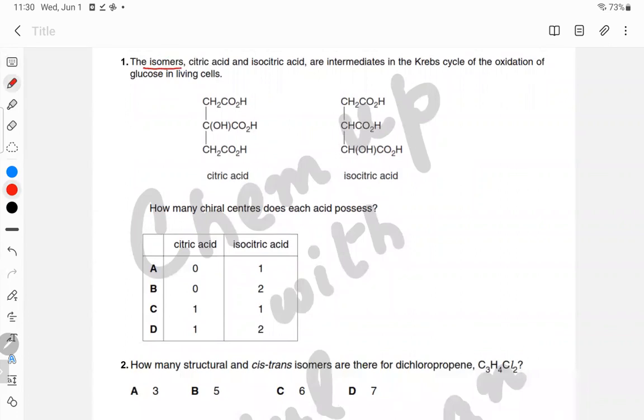Okay, the isomers citric acid and isocitric acid are intermediates in the Krebs cycle of the oxidation of glucose in living cells. Now, how many chiral centers does each acid possess? Okay. Just give me a minute, please.